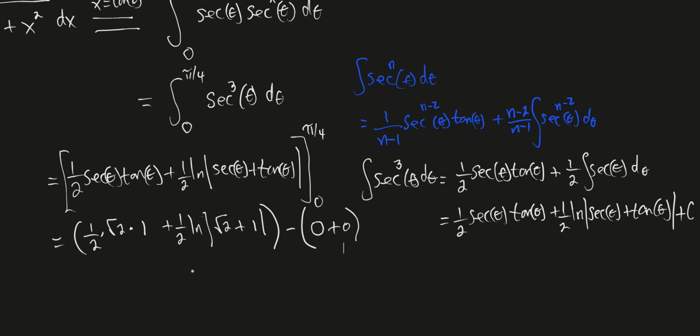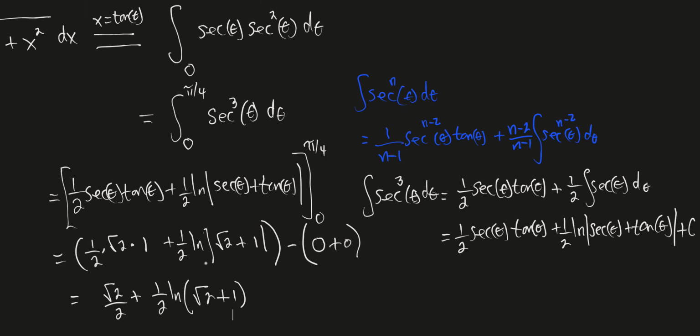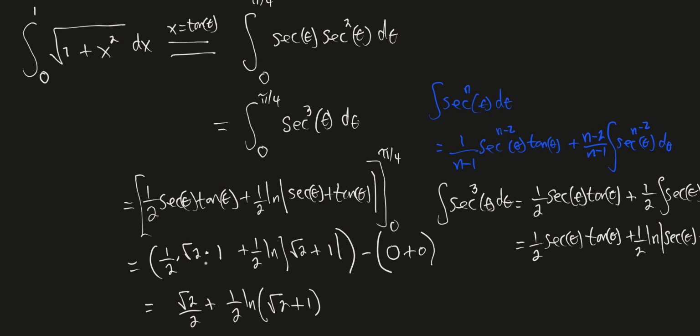Now, because the square root of 2 plus 1 is a positive number, I don't need absolute values. So I'll write this as our final answer. So it's root 2 over 2 plus 1/2 of the ln of the quantity root 2 plus 1, right? So definitely you can see that, you know, these trig substitution problems, they're really two problems in one.